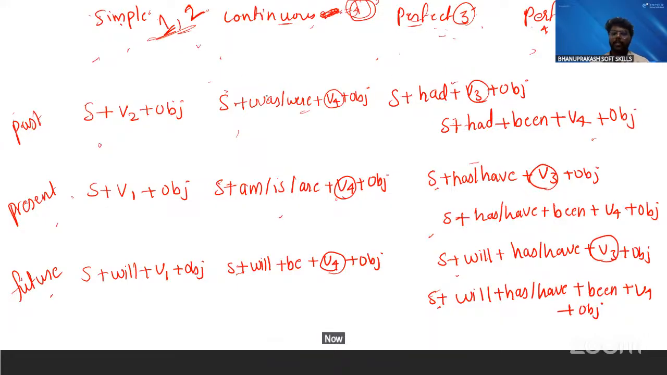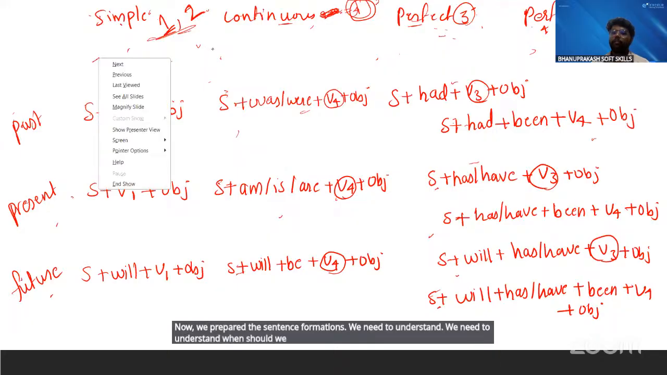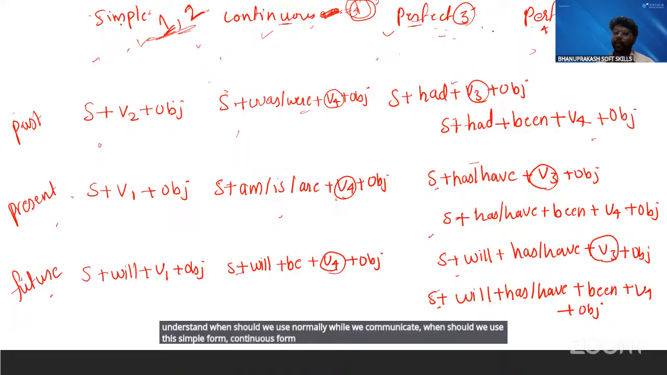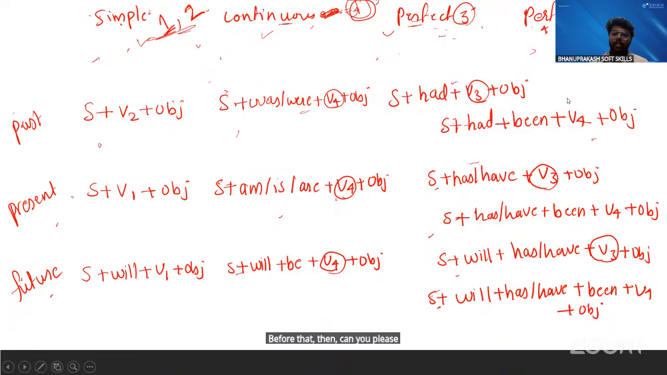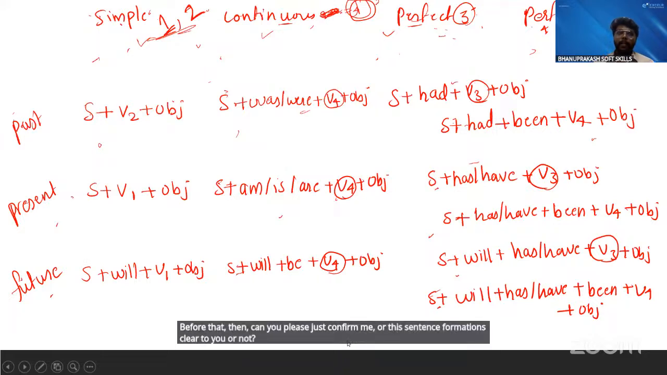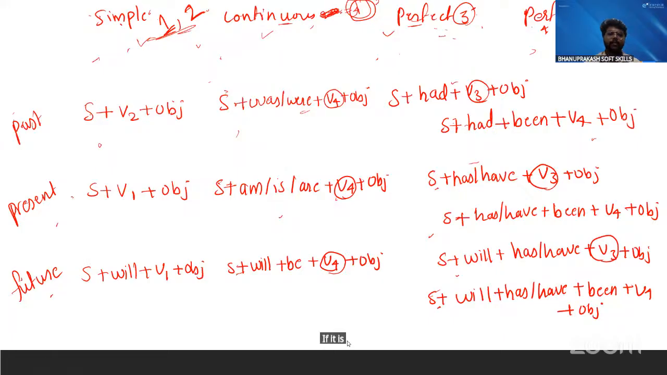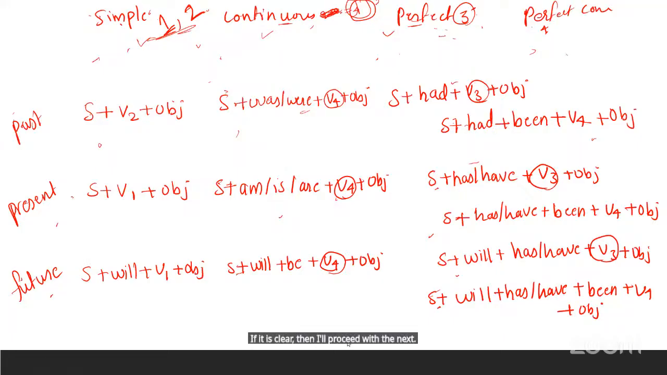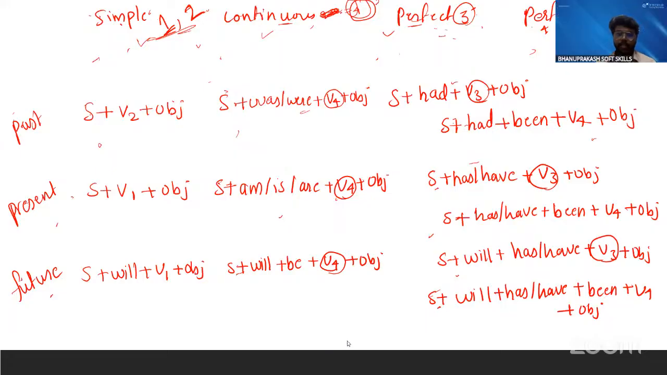Now we prepared the sentence formations. We need to understand when should we use, normally while we communicate, this simple form, continuous form, and perfect continuous. Before that, can you please just confirm whether these sentence formations are clear to you or not? If it is clear, then I'll proceed with the next. Yes, sir, it is clear, sir. Okay. Shall we proceed with the next thing?